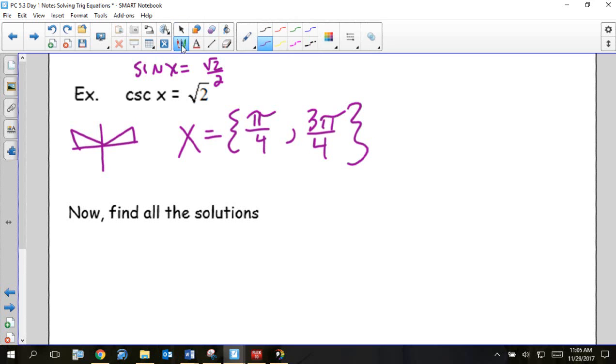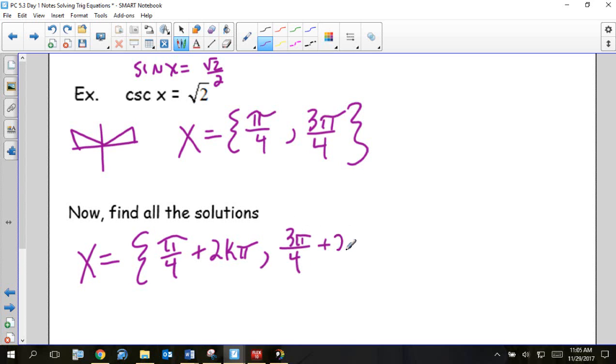If we wanted to find all the solutions, pi over 4 plus 2 pi k, and 3 pi over 4 plus 2 pi k.